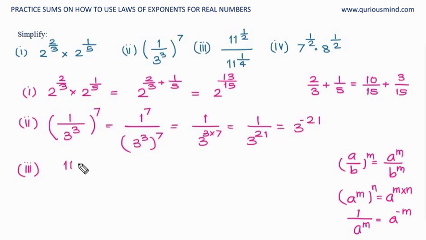Third one. 11 raised to 1 upon 2 divided by 11 raised to 1 upon 4. Now if you see, the base is the same. So in the answer, the base would be the same. And this is a division, so subtraction of powers. So the base is 11. And if we solve 1 upon 2 minus 1 upon 4, the answer is 1 upon 4. 11 raised to 1 upon 4.